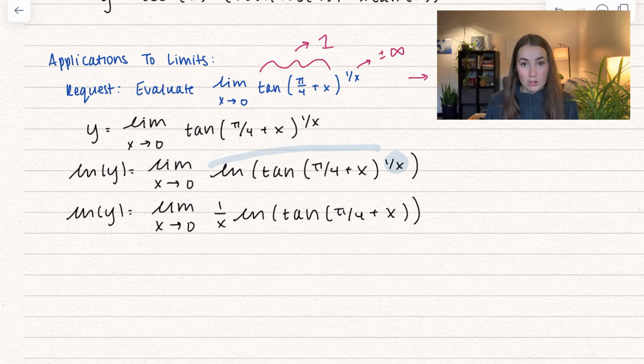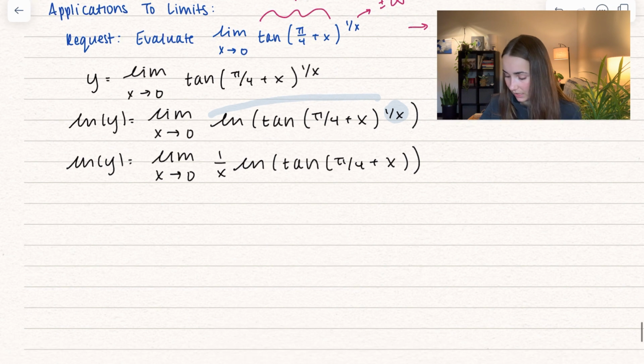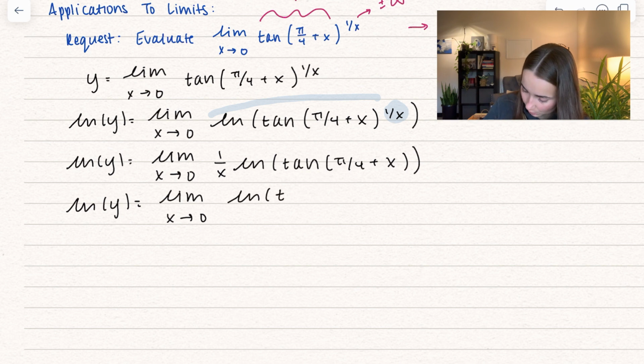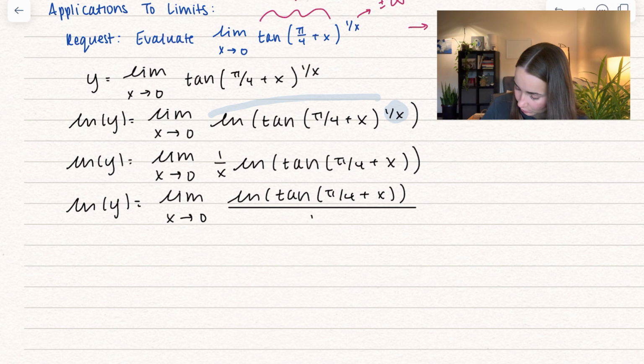So we're very close. What we need this to look like is a fraction. It needs to be a quotient so we can apply L'Hopital's. So let's go ahead and make it a fraction. In the numerator, we have that natural log of that whole thing. And in the denominator, we just have that value of x, right? Because we multiplied by 1 over x.